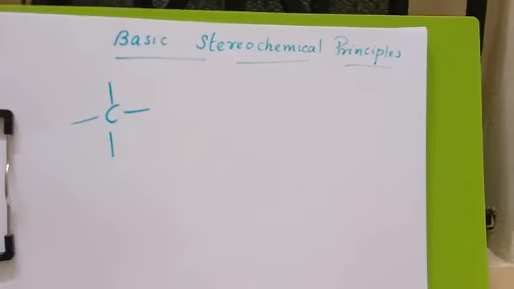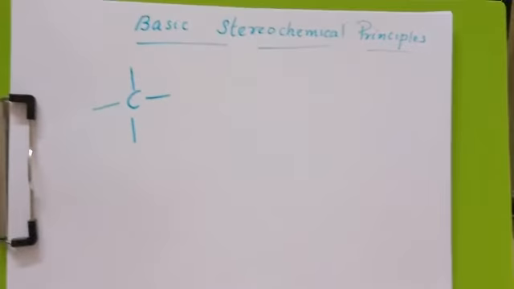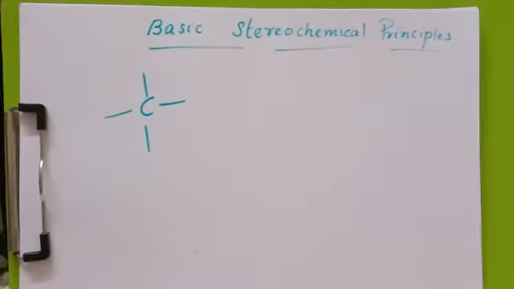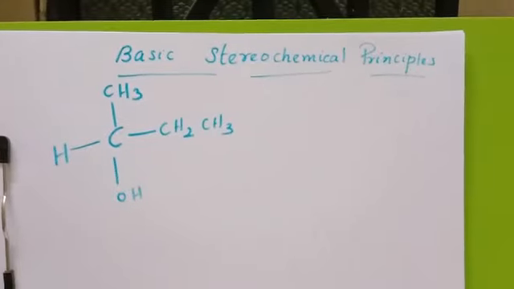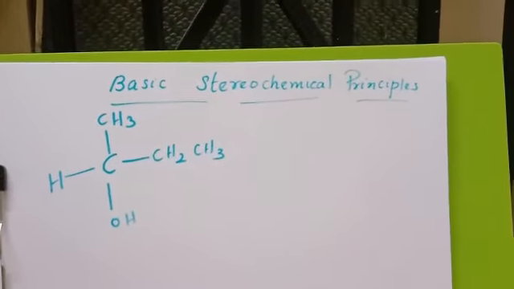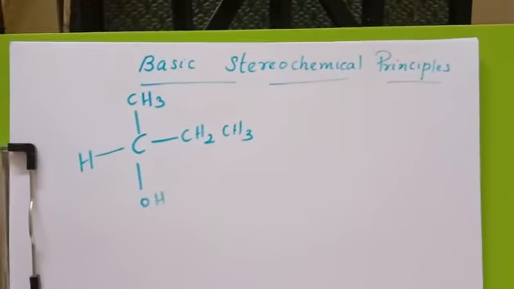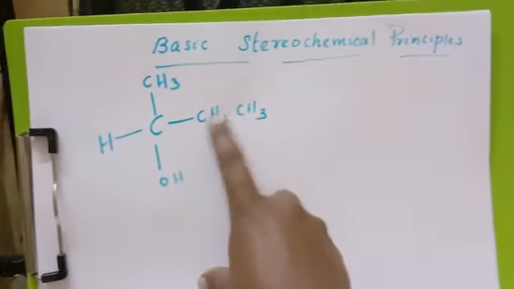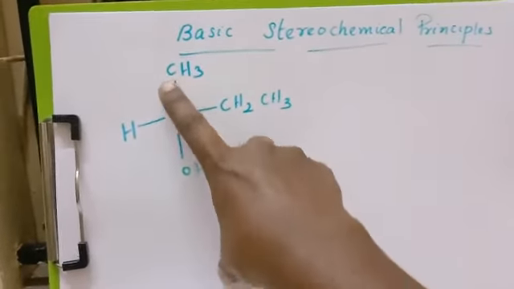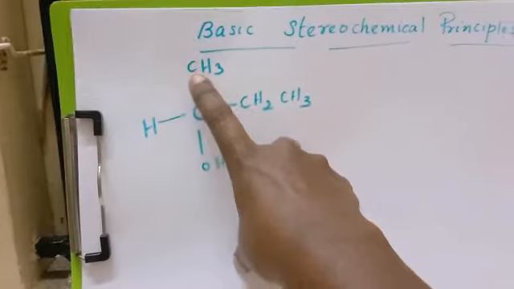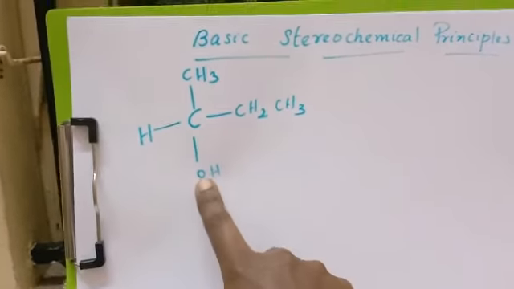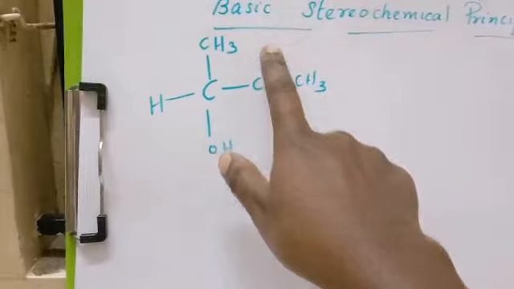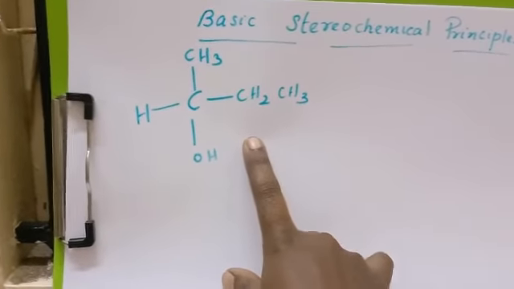Friends, what is the valency of carbon? Carbon has 4 valency. A carbon atom having 4 different substituents is called an asymmetric carbon atom. Here this carbon atom has one group, that is CH2CH3, a different group, CH3, and here H, here OH. So the carbon atom has 4 different groups, then it is known as asymmetric carbon.